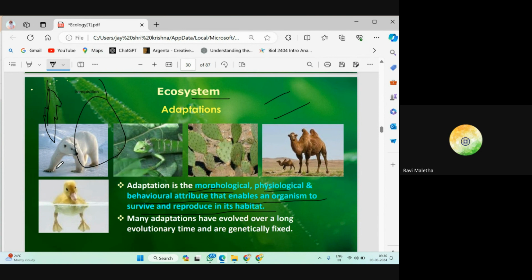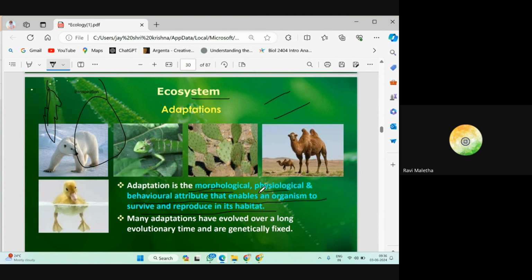Understood? Yes, sir. So basically, you are saying that naturally they grow like that. Yeah. Naturally, after millions of years of unfavorable conditions, they developed like that. Okay, sir. Got it.